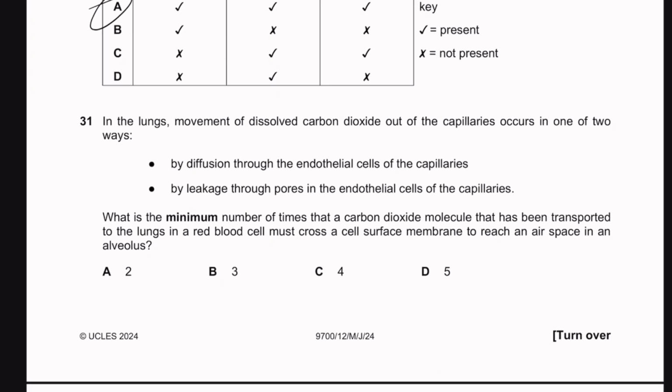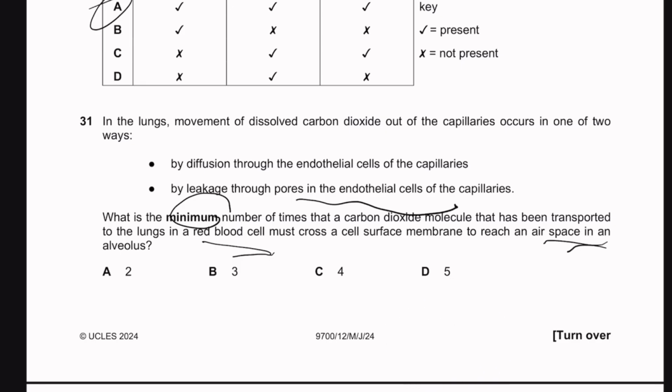In the lungs, movement of dissolved carbon dioxide out of capillaries occurs in one of two ways: by diffusion through endothelial cells of the capillaries, or by leakage through pores in endothelial cells of capillaries. What's the minimum number of surface membranes that a carbon dioxide molecule transported in a red blood cell must cross to reach an airspace in the alveolus? Okay, the minimum number is going to be when there's leakage. How many surface membranes must it cross in order to reach the airspace?